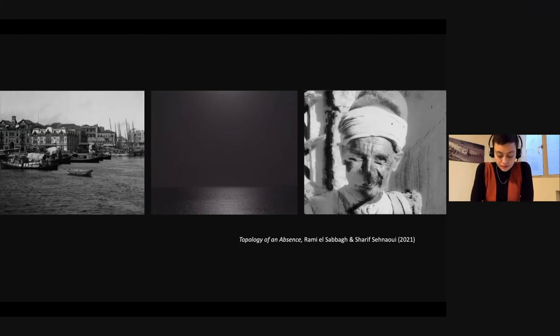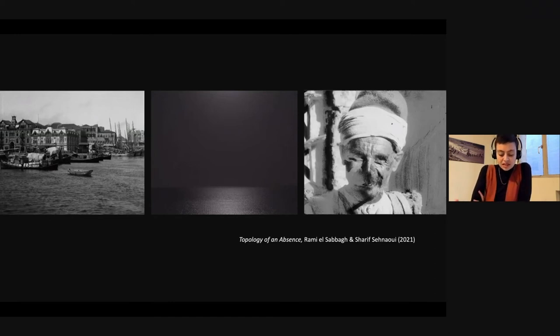So one of the things that Rami Sabbagh tried to do when dealing with these images is to not consider these images as images from the past. So they're not images of heritage, they don't form a patrimony, a patrimoine, let's say, but to look at them as images of the present and us being located in these images' future. So basically, changing the position from which we are looking at these images.